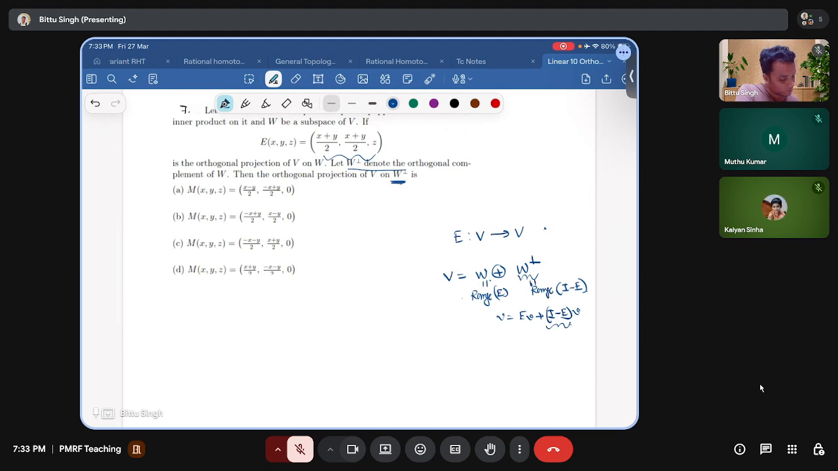Moreover, I should say that the orthogonal projection on W perp is given by this projection formula. It is I minus E from V to V. That will give me the projection on W perp, and E will give me the projection on W.